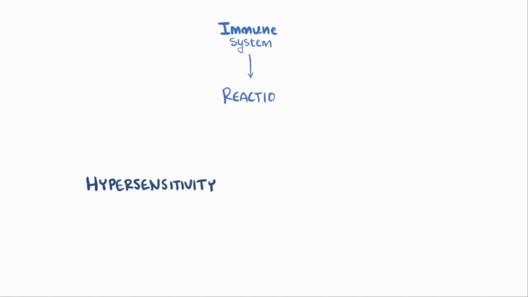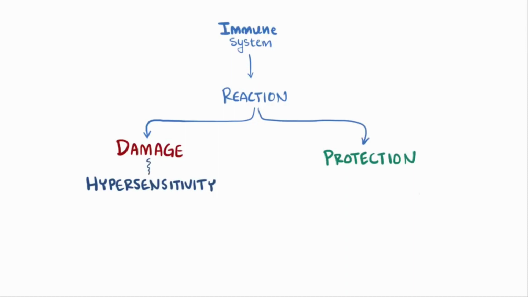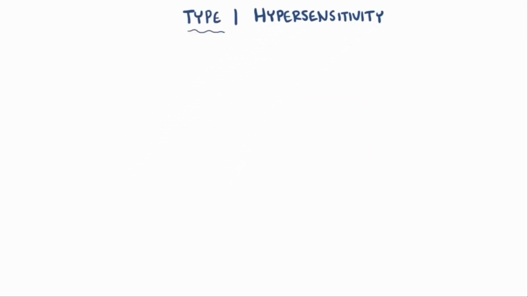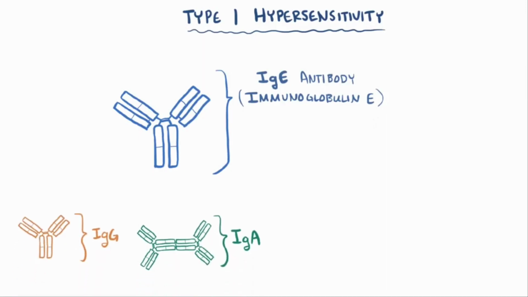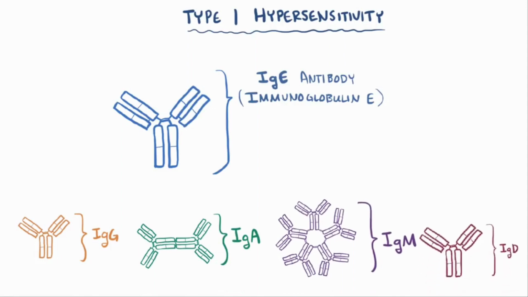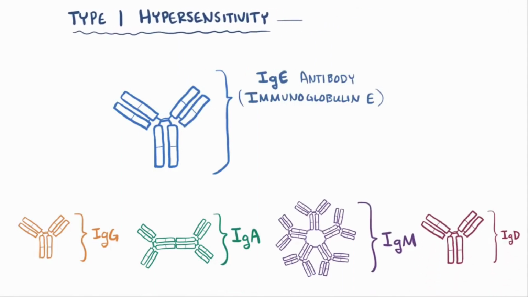system has reacted to something in such a way that it ends up damaging them, as opposed to protecting them. There are 4 different types of hypersensitivities, and in the first type, or type 1, the reactions rely on immunoglobulin E, or IgE antibody, which is a specific type of antibody. The other major ones being IgG, IgA, IgM, and IgD. So because IgE is involved with type 1 hypersensitivity reactions, they're also called IgE-mediated hypersensitivities.